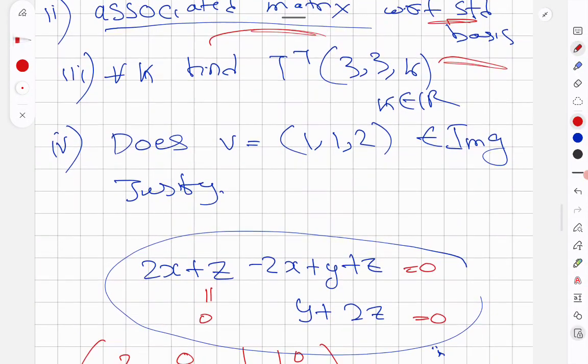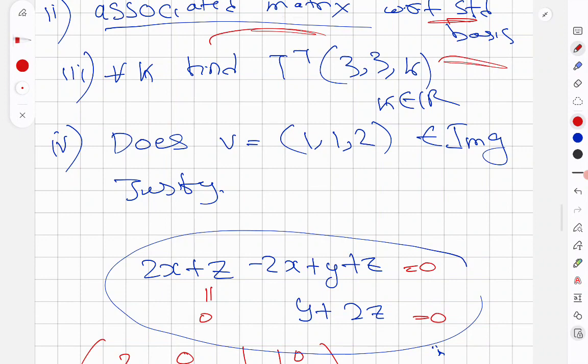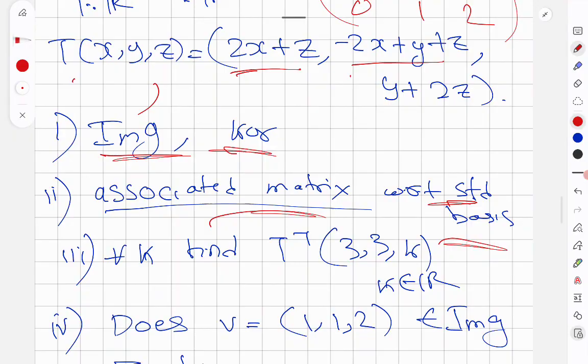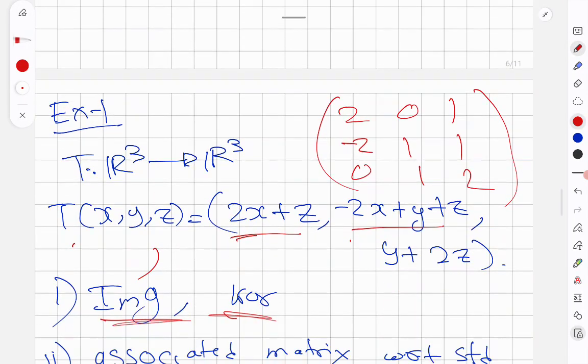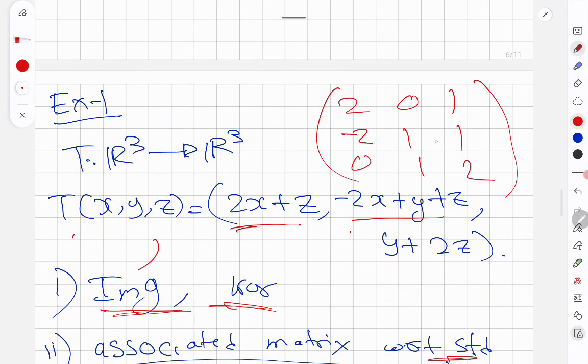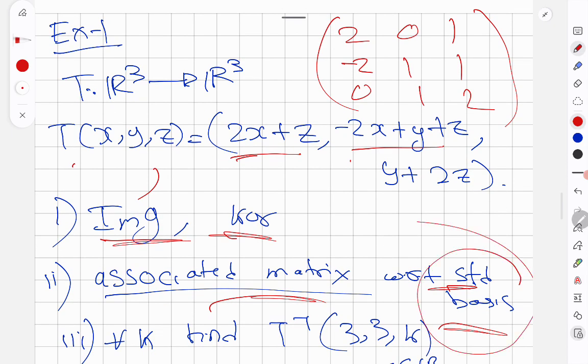So as he said, he asked me one question: can we write the associated matrix without even solving these two? Yeah, you can. You take the common. This is the associated matrix for this one. But this is only valid if and only if it is asked in the standard basis.